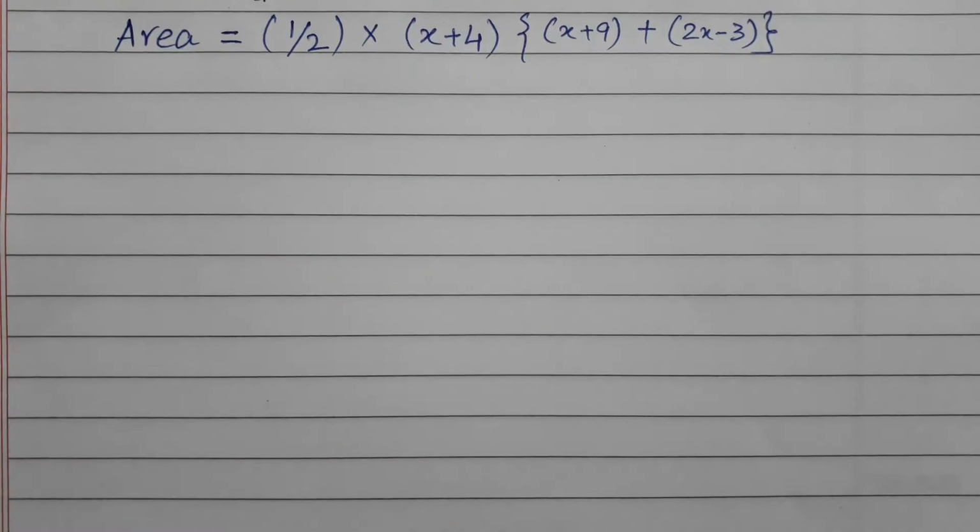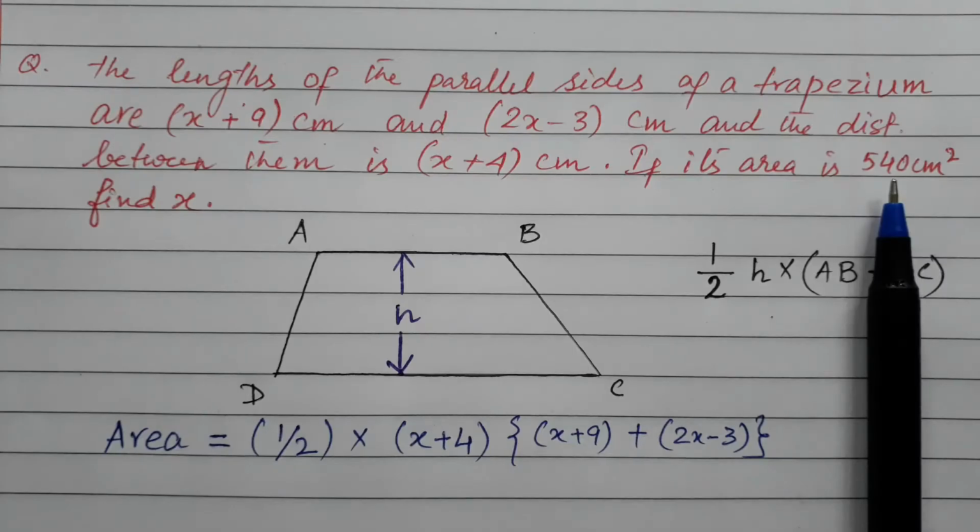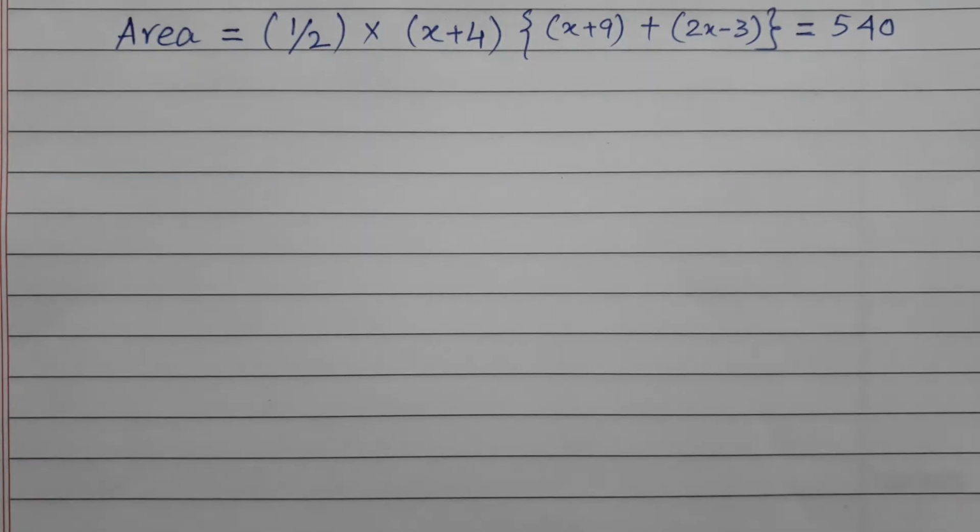Hence the area of the given trapezium will be half into x plus 4 into the sum of the parallel sides, that is x plus 9 plus 2x minus 3. Also given that the area of the trapezium is 540 centimeter square. Hence the expression will become 540.